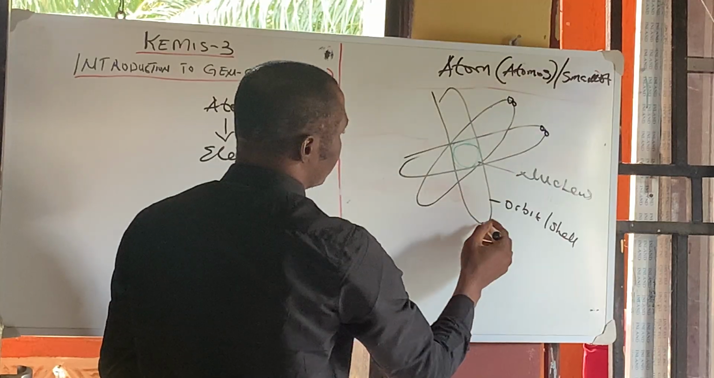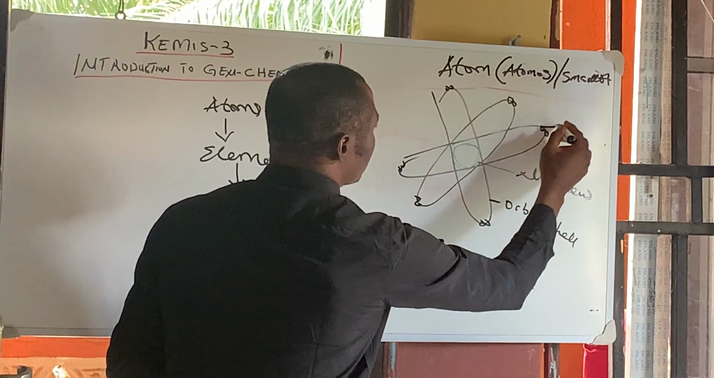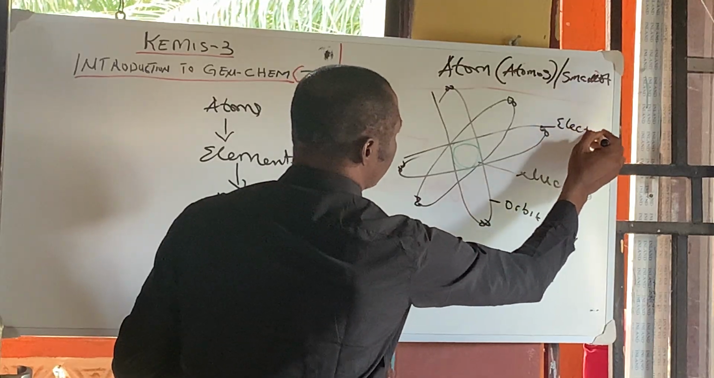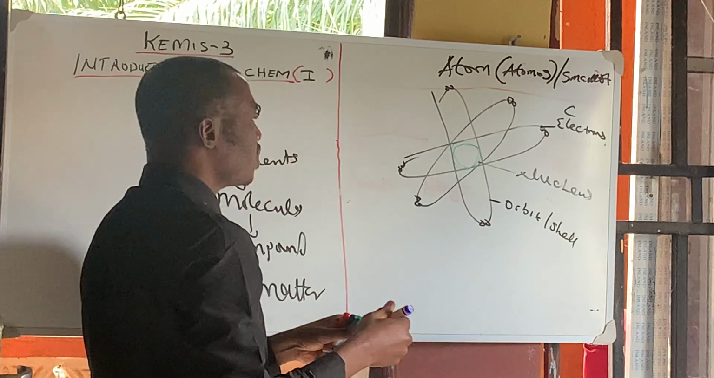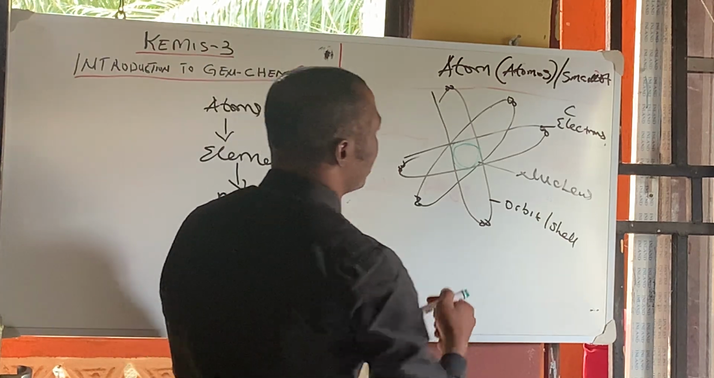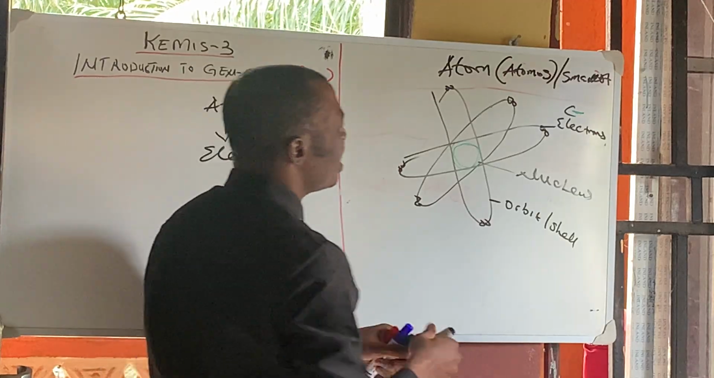So, electrons. We call this one electrons. And electrons are negatively charged. So it has a negative charge over there. So electrons are negatively charged.